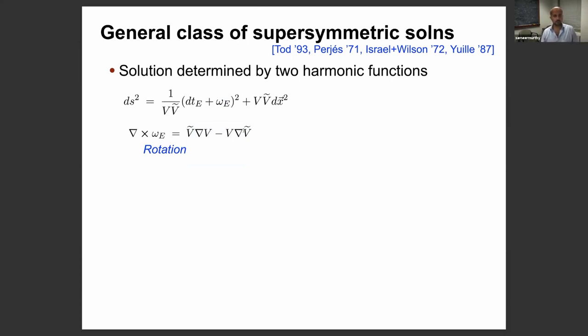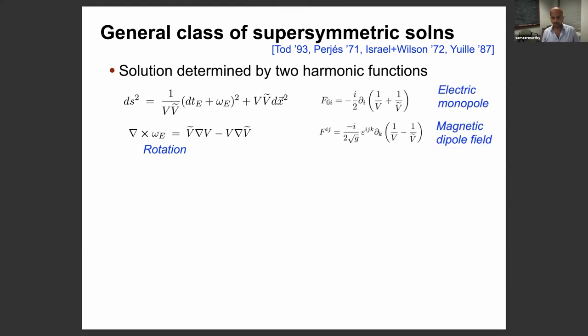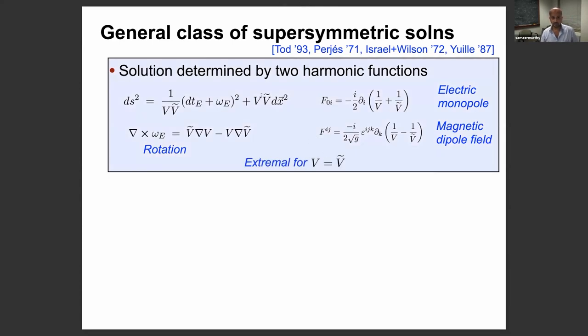The harmonicity comes when you couple this to gauge fields, and then when you impose the gauge field equation of motion, you get that V and V tilde are harmonic. And you see that there is an electric field as before, but now there's also a magnetic field here, which I'll call a dipole for a reason we'll see in a second. First, notice that if you put V equal to V tilde, you get back the old extremal solution, because the rotation is also zero, and this magnetic field also becomes zero.